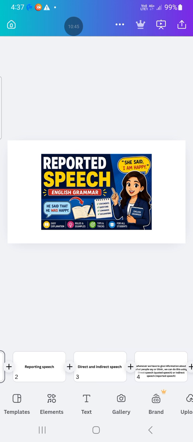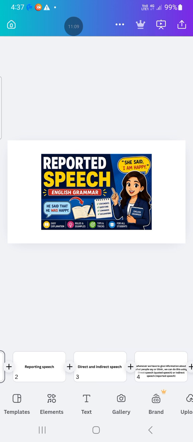For example, direct speech: He said to her, "Please work hard." Indirect speech: He requested her to work hard. Direct speech: I said to Kajal, "Do not waste your time." Indirect speech: I requested Kajal not to waste her time. Direct speech: She said to us, "Let's look at the chart." Indirect speech: She suggested us to look at the chart.